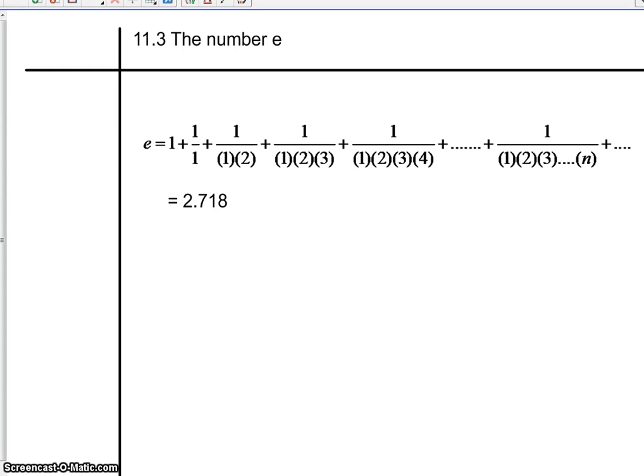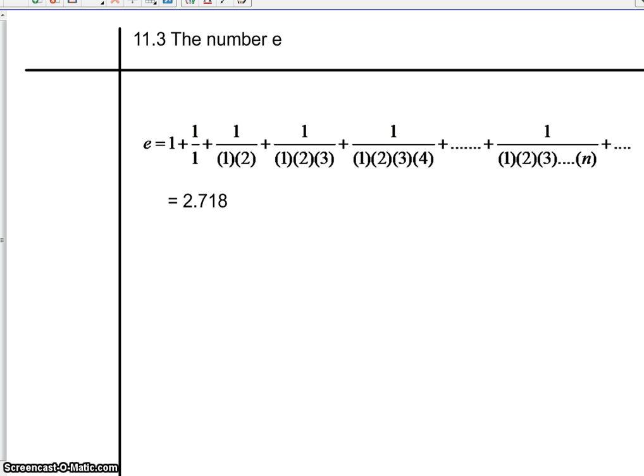All right, section 3, what we're going to do is run into what's called the number e. e is a special irrational number that we encounter in a lot of different situations in nature, also in banking. You'll see it in the example we're going to get to in a second.